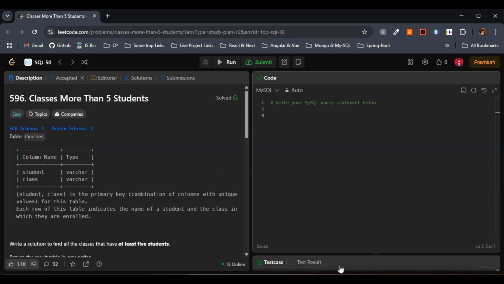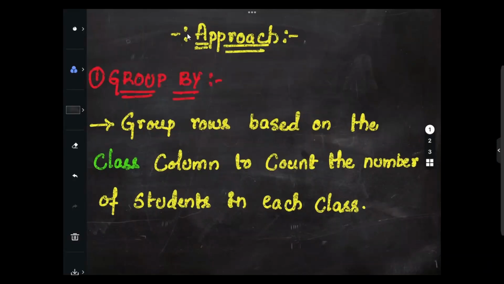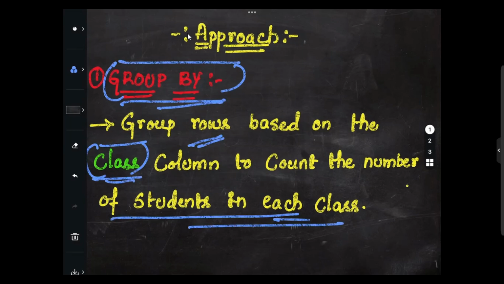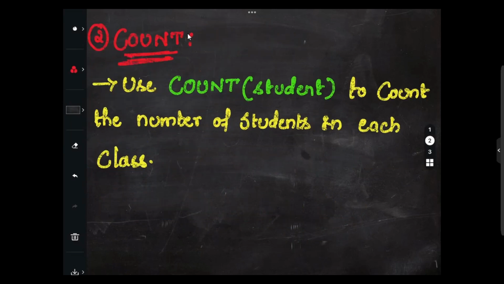Now let's discuss the approach. The first step here is that we will be going with the GROUP BY clause, right? We will group the rows based on the class column. We have to group the rows based on the class column to count the number of students in each class. We have to do this at any cost, right? So we will be grouping the rows based on the class column to count the number of students in each class.